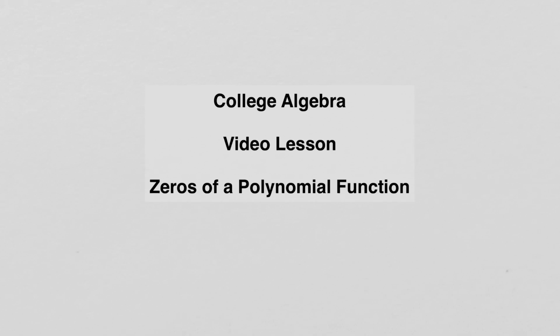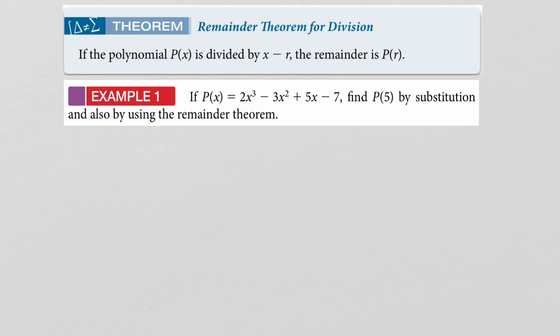Zeros of a polynomial function. First, let's go over the remainder theorem. If the polynomial p of x is divided by x minus r, then the remainder is p of r. So let's go ahead and see how this remainder theorem works.